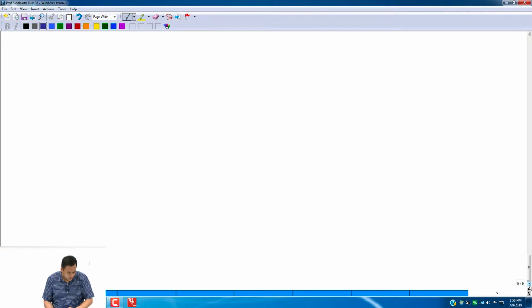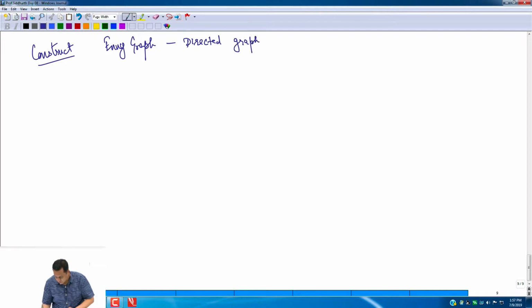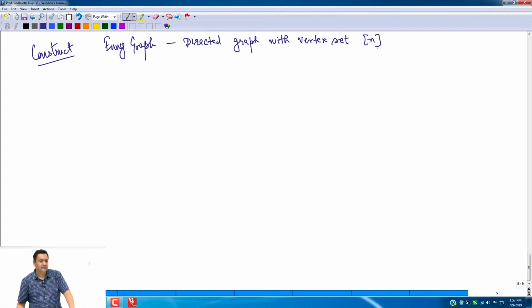So the construct we are looking at is this NV graph. This is a directed graph, so you have a vertex in this directed graph for every agent. So for every agent you put a vertex. It's simply the idea that you put all the agents in a room and ask them to point to people whom they envy.